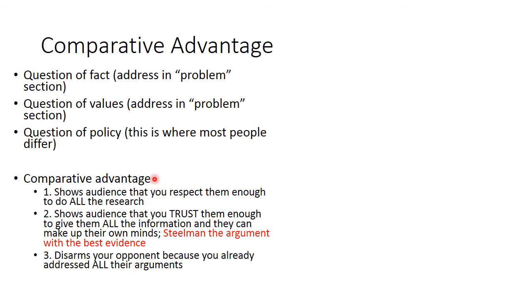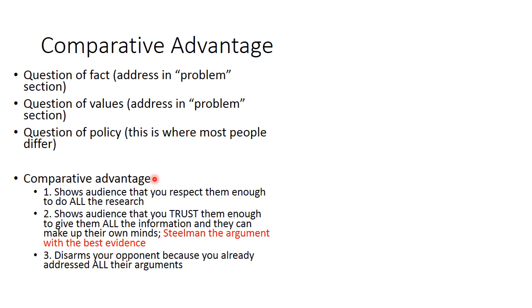A couple of things happen when you use comparative advantage. The first thing it does is show your audience that you respect them enough to do all of the research. If I go into a debate and I only know my side of the issue, it tells my opponent that I don't care enough about the issue to learn all sides of it, and I'm not a very educated person with regard to the argument. So you want to show your audience that you respect them and that you did all the research. And then tell them, after I've done all the research, I actually think that my solution's the best.